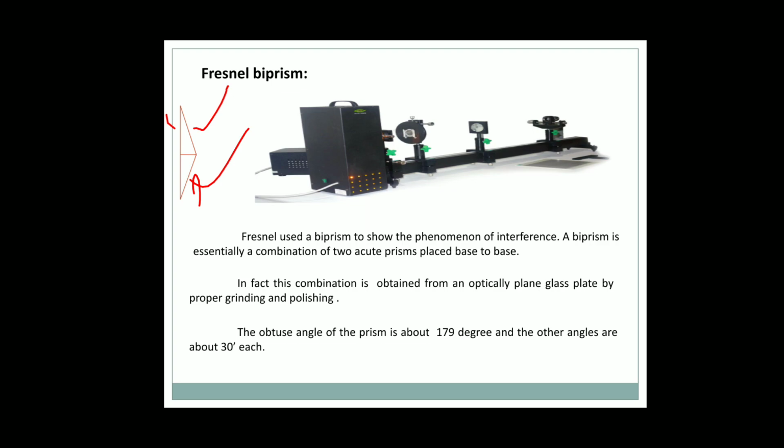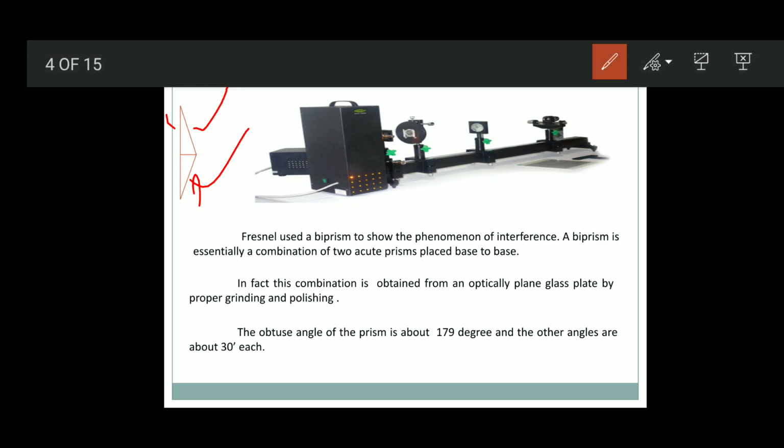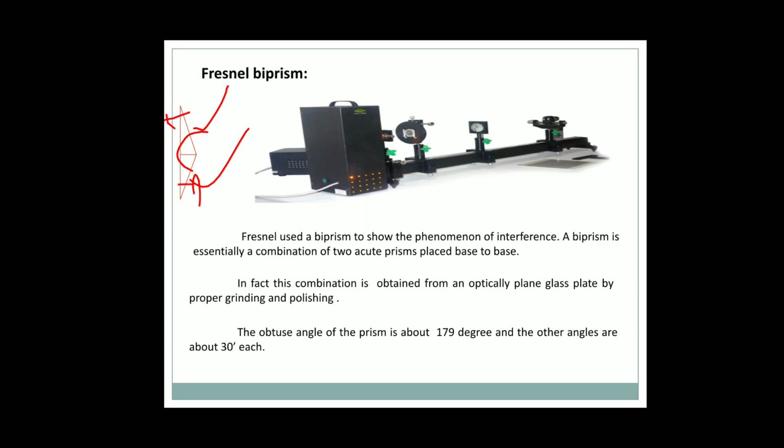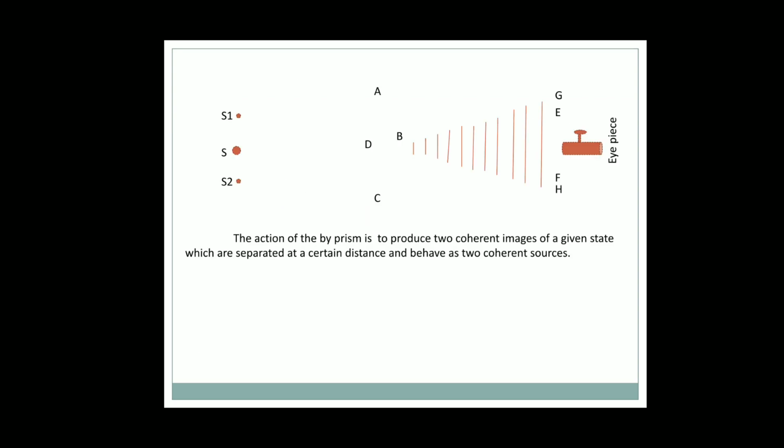Biprism is nothing but the combination of two prisms. In this Fresnel biprism, the obtuse angle of the prism is 179 degrees and the remaining two angles are 30 minutes each. The total angle of this prism is 180 degrees. In this figure, S1 and S2 are two sources, actually virtual sources. Only S is the main source of light.